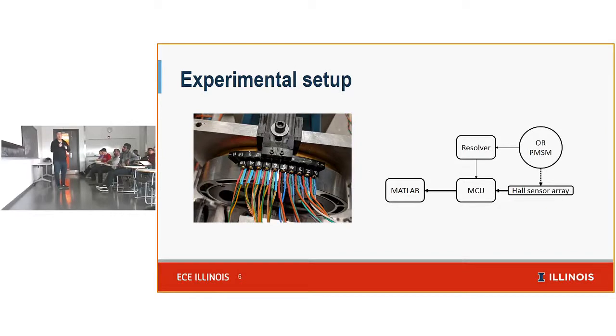And this is how our experimental setup was run. On the left picture, you can see this is the plastic arc holding 10 blocks. Each of these blocks has one small linear Hall effect sensor attached to it. And this is a block diagram of the whole system, where there's an outer rotor PMSM, and the Hall sensor array is hovering a few millimeters above the surface.